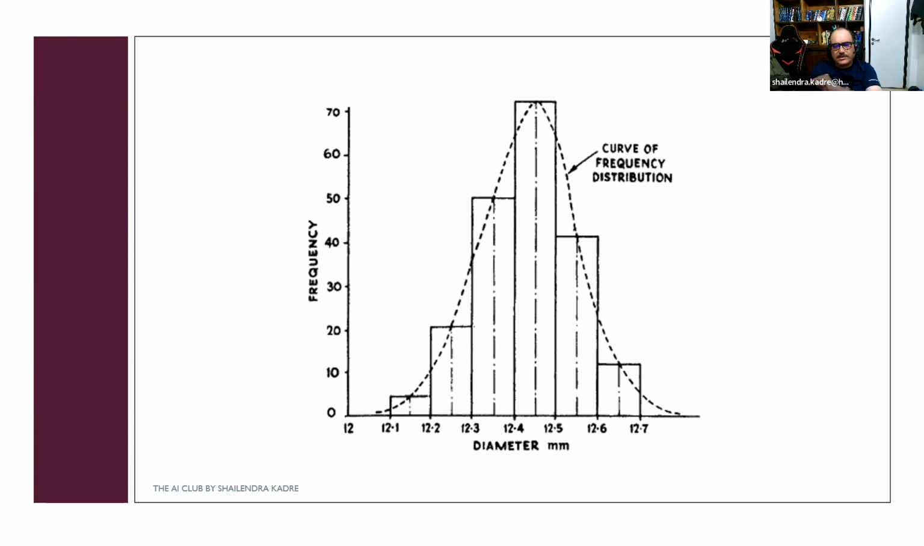That I am plotting on the x-axis, the range. And the frequency, the number of volts I am getting in that range, I am plotting on the y-axis. Okay, so you can see I am getting this bar chart. That is nothing but my frequency chart.